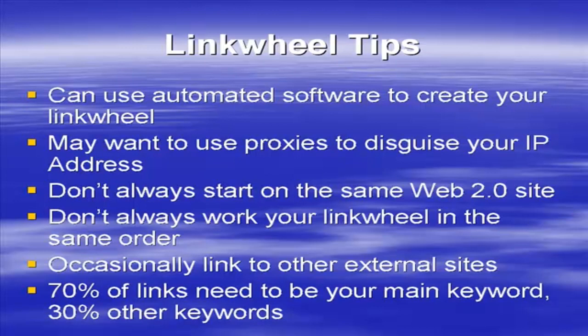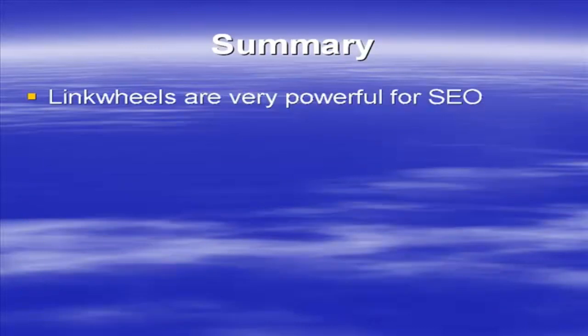And finally, 70% of your links need to be your main keyword and 30% your other keywords. Again, this is randomizing it and making it all look very, very natural. So for the links between your link wheel spokes and through to your money site, 70% of them should be your main keyword and 30% other keywords. If you apply these tips and what you've learned here, you will do very well. You're not going to find your link wheels being deleted or removed, and you're going to get some very, very good results.